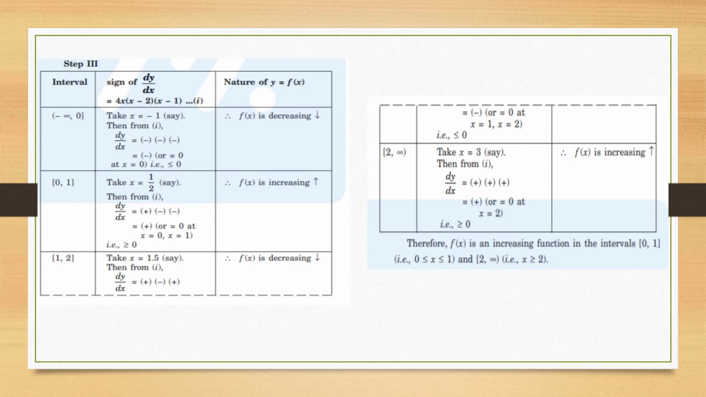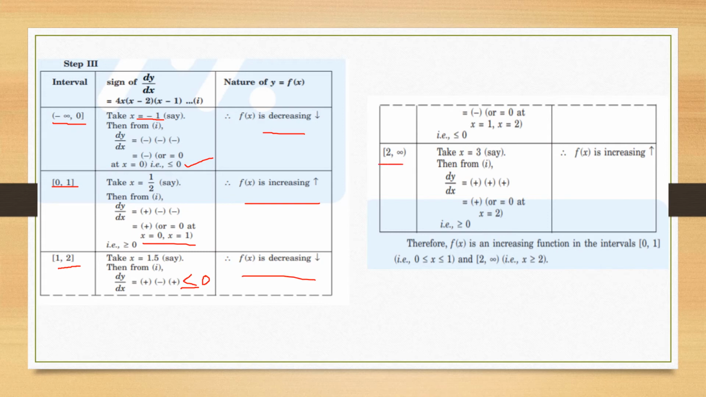This tabular form is much more convenient and simpler. So from minus infinity to 0, take a point x as -1. So 4 is positive, this is negative, this is negative. So this is negative, and overall the result is less than or equal to 0. So the function is decreasing. From 0 to 1, take 1 by 2. So this is positive, so the function is increasing. For 1 to 2, take 1.5. The result turns out to be negative, or I say less than or equal to 0. So that means my function is decreasing.